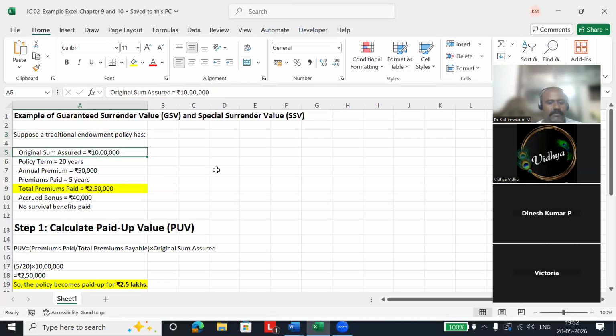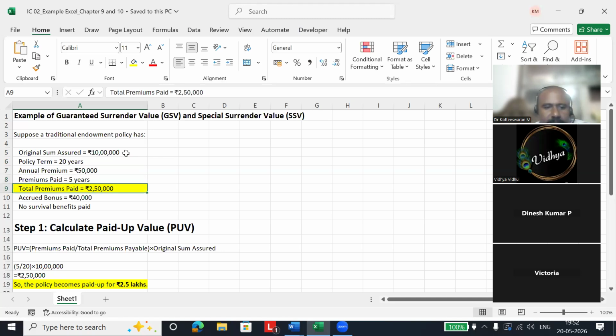Okay, let's assume I have a policy of 10 lakh rupees. The policy term is 20 years. The premium is 50,000 annually. Every year I need to pay 50,000 rupees. I have paid for 5 years. That means I have crossed the 3-year lock-in period. 3 years are over, so surrender value is applicable.